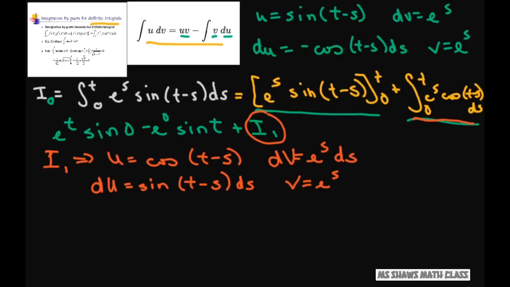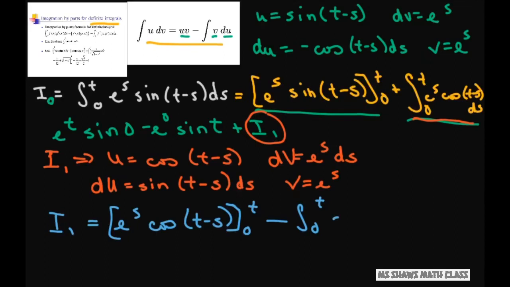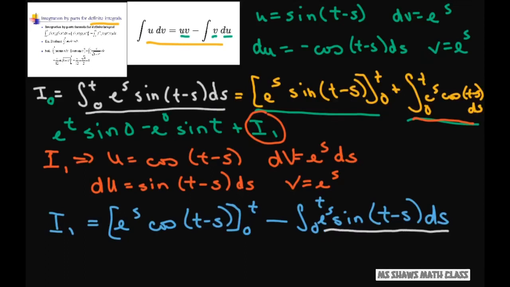So our integral for this one is just going to equal e to the s cosine of t minus s, evaluated from 0 to t, minus the integral 0 to t of e to the s sine of t minus s ds. I forgot to put e to the s here. When you look at this, this is back to where we started again. So this is back to our original integral.